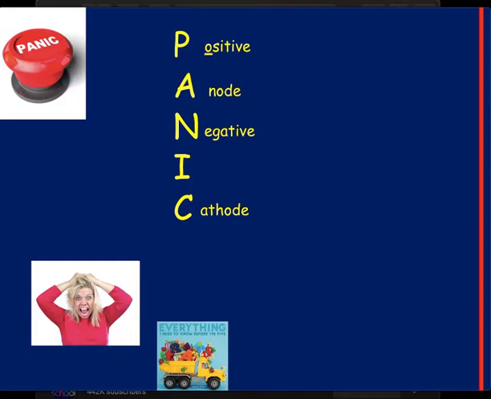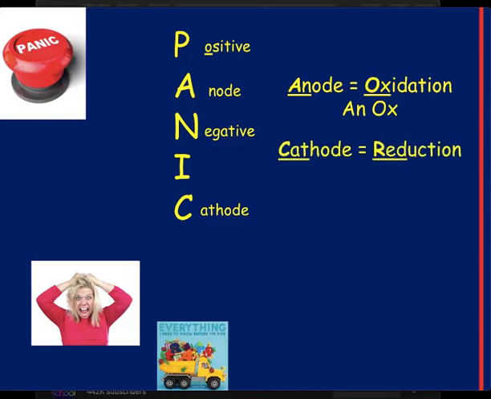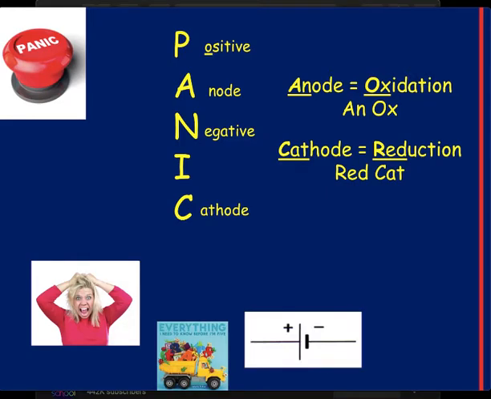So the P is positive, the A is anode, the negative, and C for cathode. And we also have another little new sentence. We have anox and we have red cat. Anox stands for the anode undergoes oxidation, and red cat is for reduction.